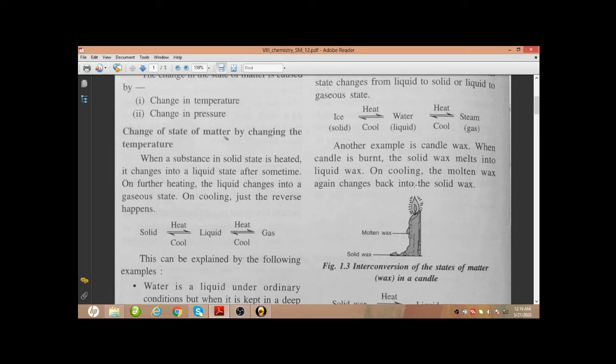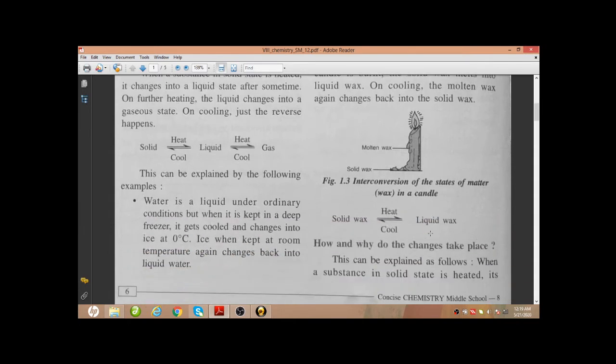Okay, the same thing we will be getting for rocks also. Solid rocks, when we heat them, will convert to liquid rocks, and from liquid rocks, when we cool them down, we will be getting the solid rocks.